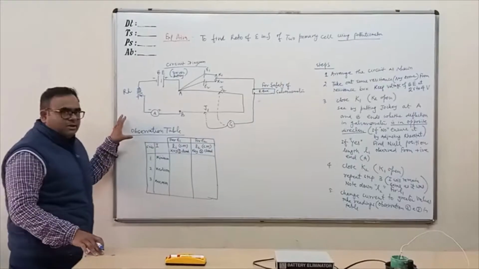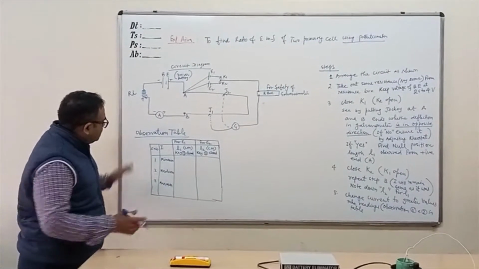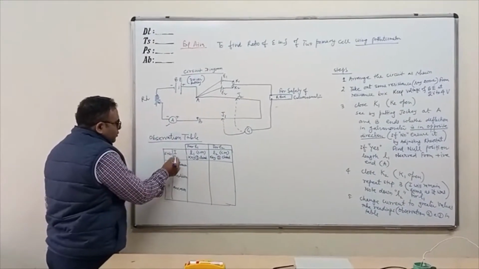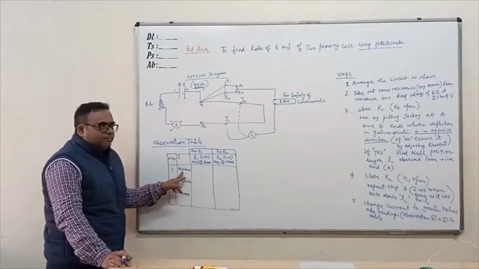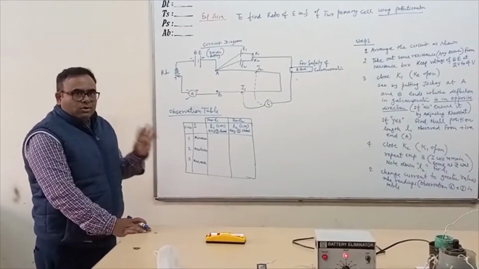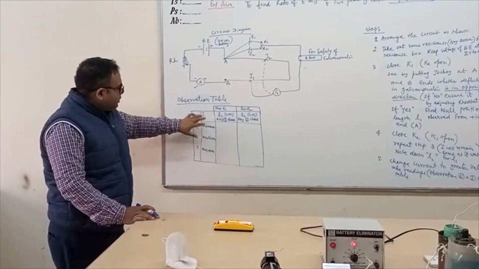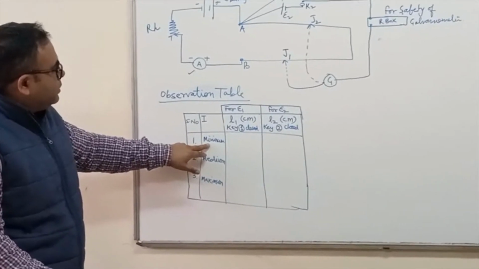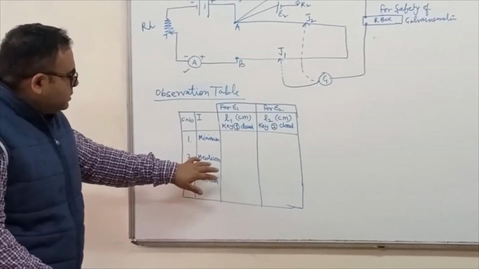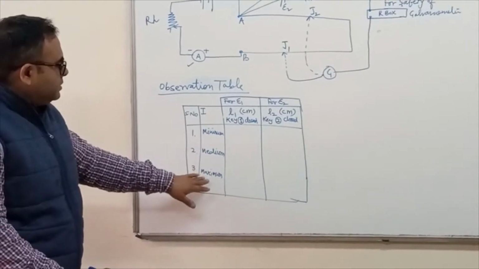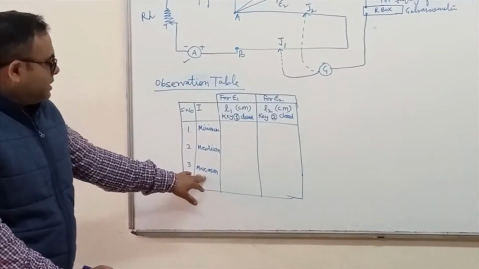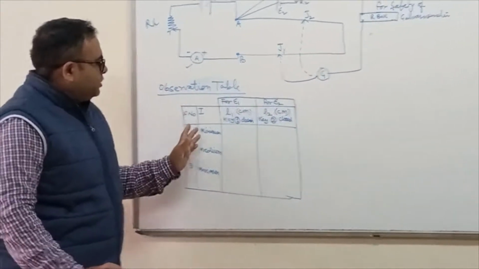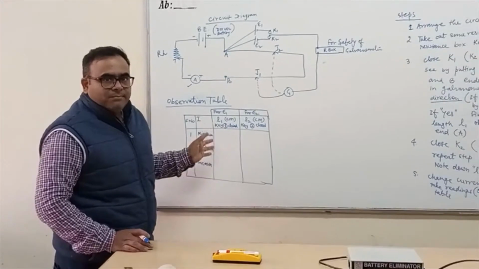Now here, in the observation table, we will take two readings. So we have here the ammeter. Now we will keep the current at the minimum. It is not required to note down the current, but we will adjust the rheostat in such a way that the current is minimum. Then the second reading will be taken at medium current, and the third reading will be taken at maximum current. There is no need to note it down, but we have to see that we are actually changing the potential gradient every time.